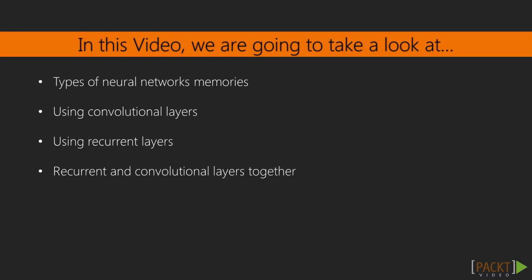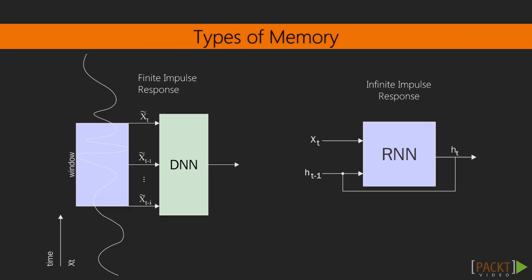So the topics of these videos are types of neural network memories, uses of convolutional layers, uses of recurrent layers, and recurrent and convolutional layers together. Using signal processing terminology, we can say that there are two types of memories in neural networks: those implemented by finite impulse response filters and those implemented by infinite impulse response filters. We can quickly recognize one or the other as follows.